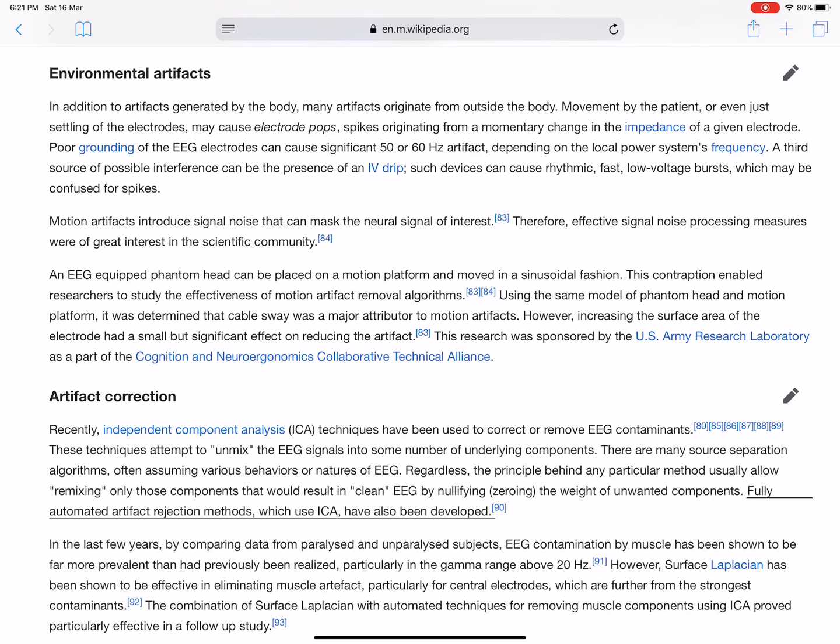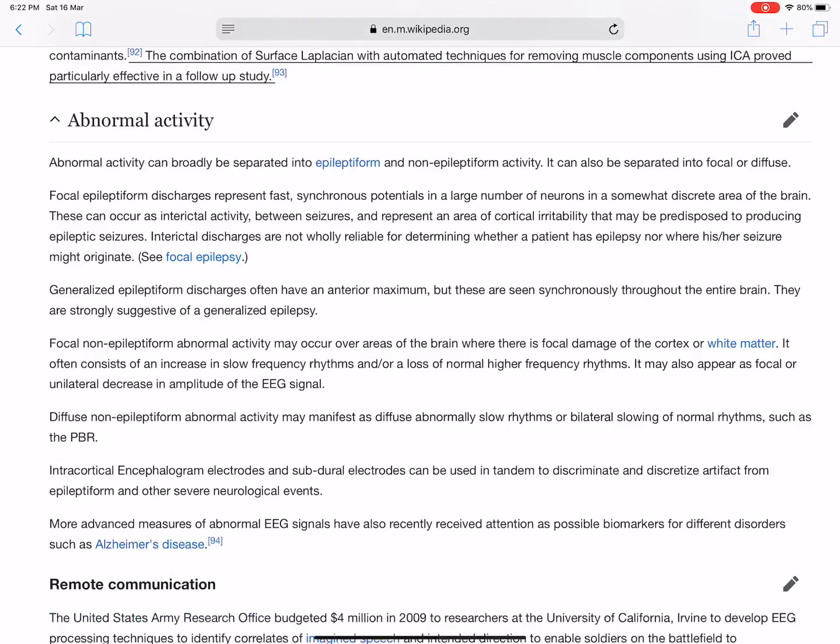In the last few years, by comparing data from paralyzed and unparalyzed subjects, EEG contamination by muscle has been shown to be far more prevalent than had previously been realized, particularly in the gamma range above 20 Hz. However, surface Laplacian has been shown to be effective in eliminating muscle artifact, particularly for central electrodes, which are further from the strongest contaminants. The combination of surface Laplacian with automated techniques for removing muscle components using ICA proved particularly effective in a follow-up study.